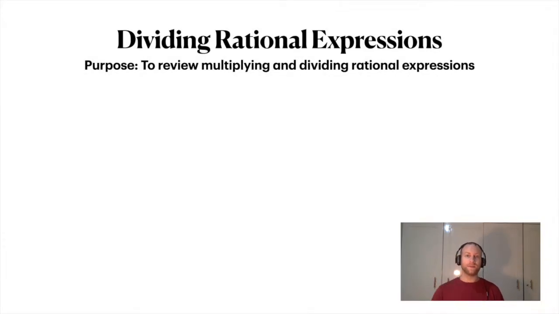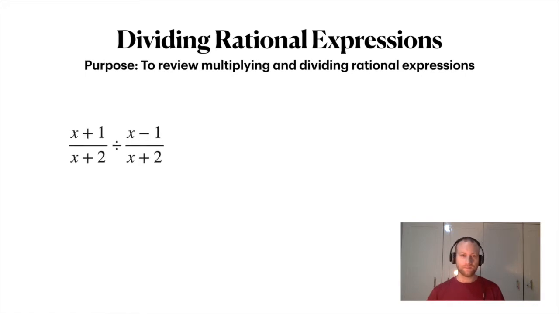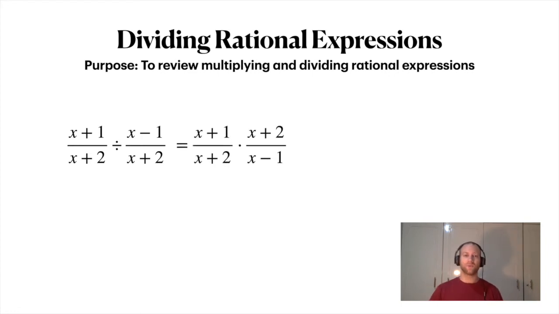Now we're moving into dividing. Dividing is going to look the exact same way as multiplying with one extra step. So here's your expression, x plus 1 divided by x plus 2, all divided by the fraction x minus 1 divided by x plus 2. First thing I'm going to do, flip the second fraction, turn it into multiplication. So this is your rule with dividing. You just flip that second fraction. Easy enough. And then you multiply it as we did before.